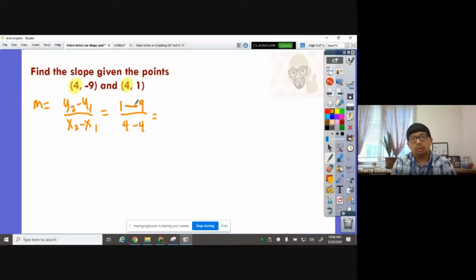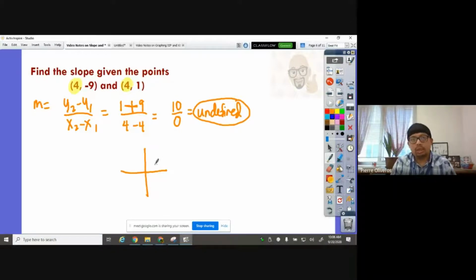Two negatives, when you multiply them, becomes positive. This will be 10 over 4 minus 4 is 0. 10 divided by 0, it's not 0, but it will be undefined. And that's the answer. How do we know that one easily? Just have an idea here.